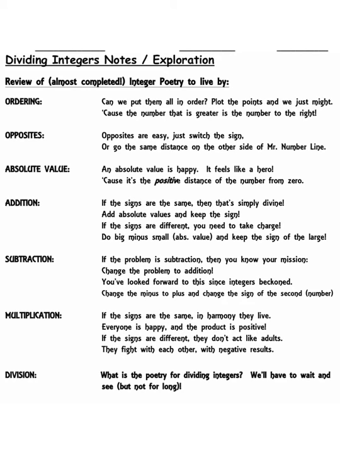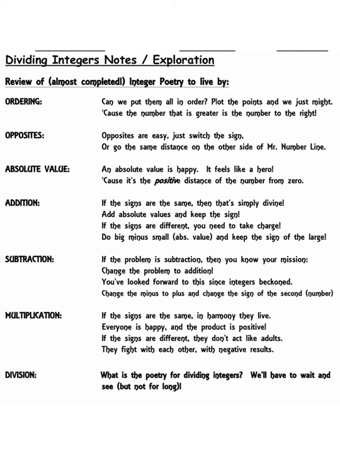Before we start talking about division of integers, let's review our integer poetry that we've learned so far. Can we put them all in order, plot the points, and we just might, because the number that is greater is the number to the right. Opposites are easy, just switch the sign, or go the same distance on the other side of Mr. Numberline. An absolute value is happy, it feels like a hero, because it's the positive distance of the number from 0. If the signs are the same, then that's simply divine.